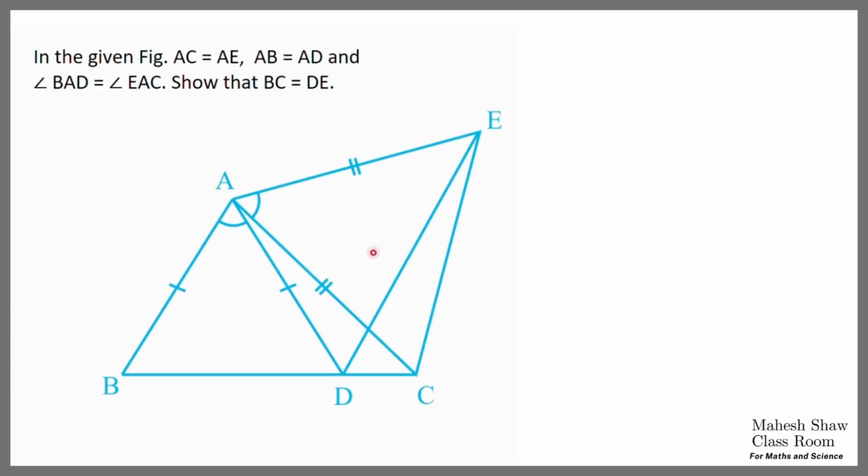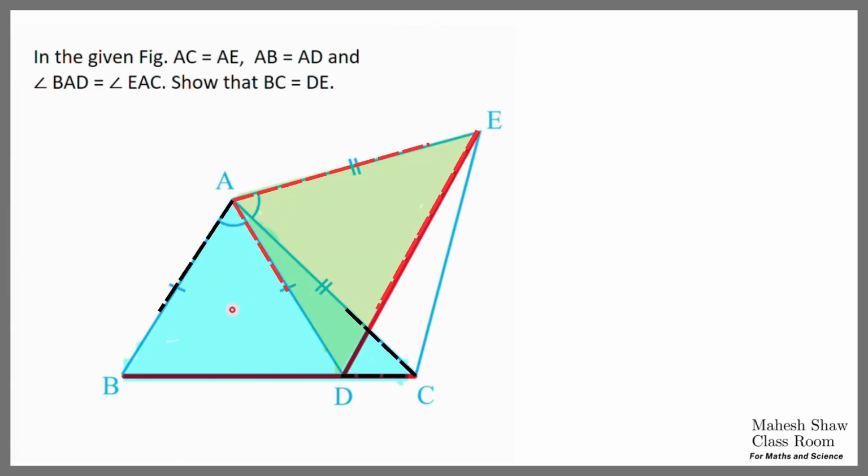In this question, we are given a figure and the length AC, which is given equal to AE. Further, we are given the length AB is equal to AD and the angle BAD is equal to angle EAC. And we need to show the length of BD equals BE.